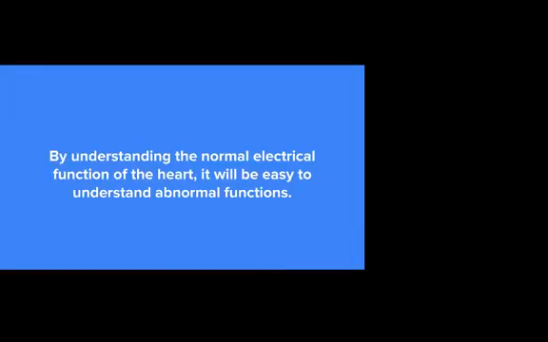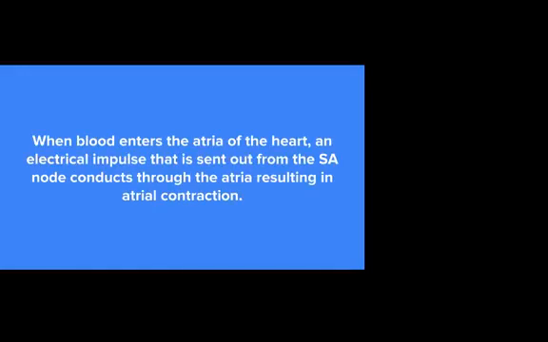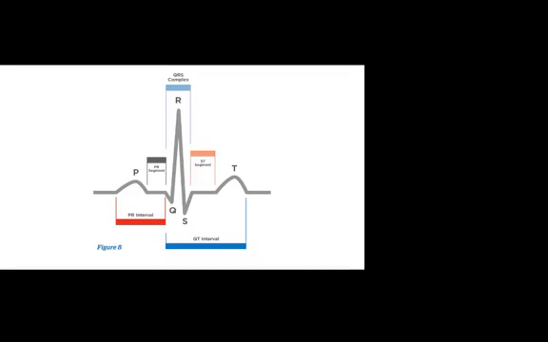By understanding the normal electrical function of the heart, it will be easy to understand abnormal functions. When blood enters the atria of the heart, an electrical impulse that is sent out from the SA node conducts through the atria, resulting in atrial contraction. This atrial contraction registers on an electrocardiogram (ECG) strip as the P wave.